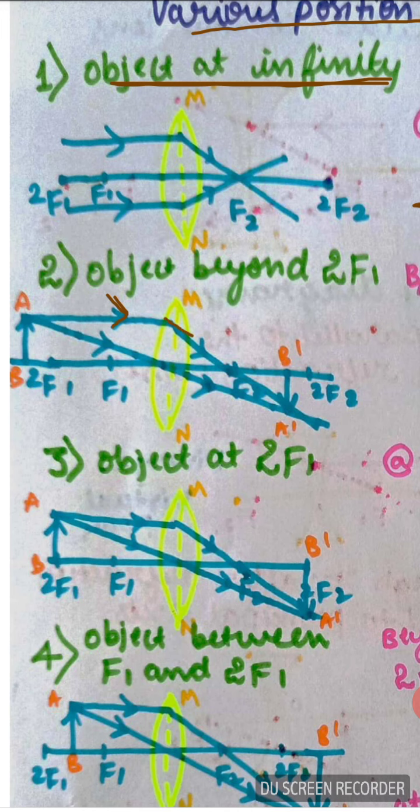After refraction the ray will pass through focus. One more ray I am sending through optical center. It will go without any deviation. So these two rays will meet at this point. When the two rays meet at one point after refraction, that is the point where we will get the image of the object.